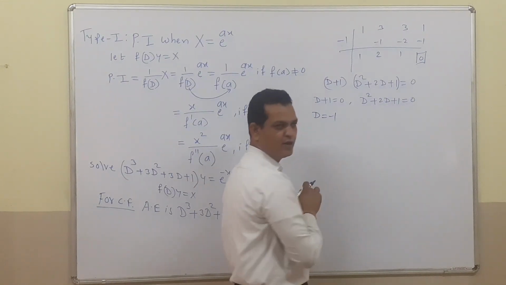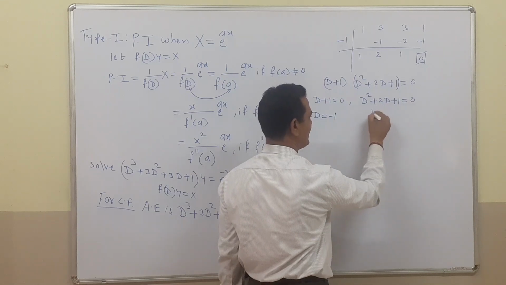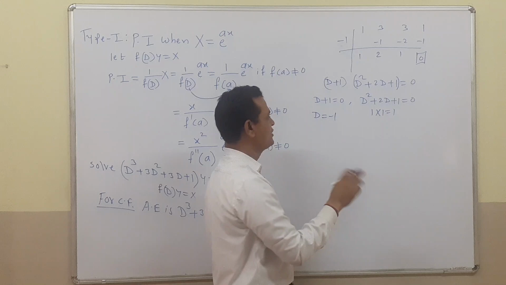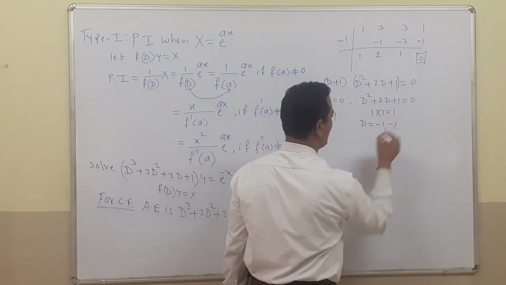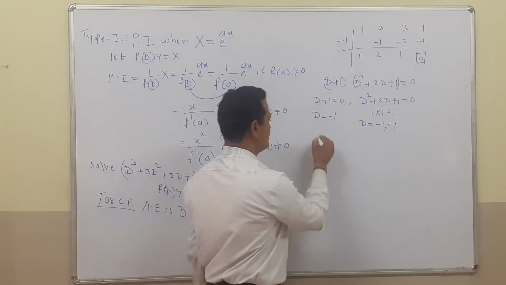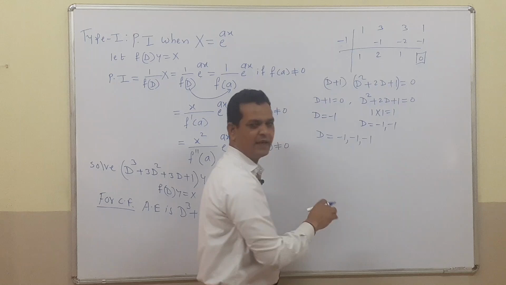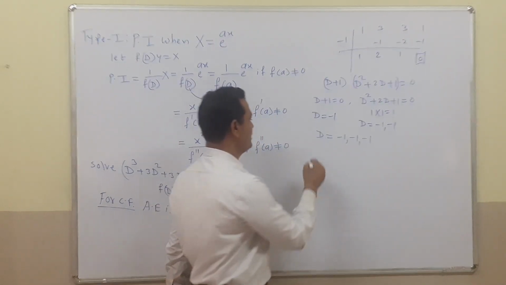Now solve this by quadratic method. Find a number whose product is 1 and addition is 2. So we can write this as 1 into 1, product is 1, and if we take the addition it is again 1 plus 1, 2. So therefore d is equal to minus 1 is the factor. So roots of this equation are minus 1 and minus 1. So all roots are equal and equal to minus 1.